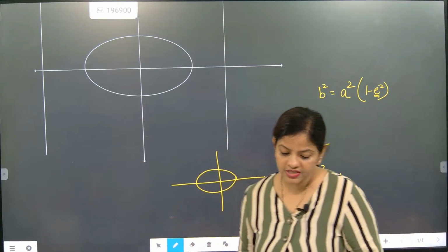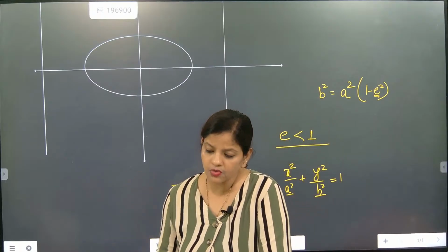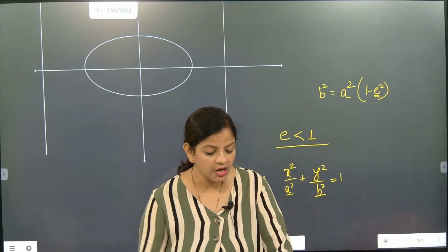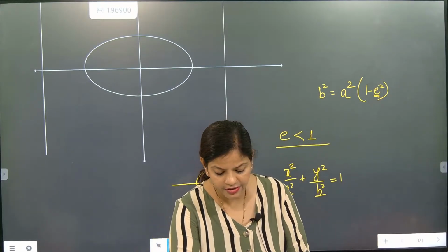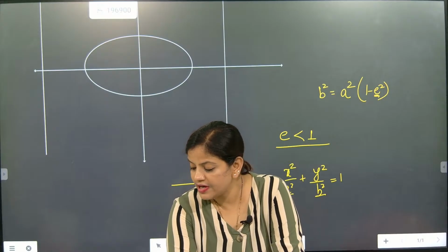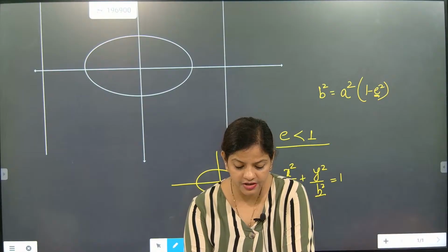So without wasting time, we will be talking about double ordinate and latus rectum also. In the last class on parabola, what was the definition of latus rectum, beta? What definition of latus rectum have we studied?